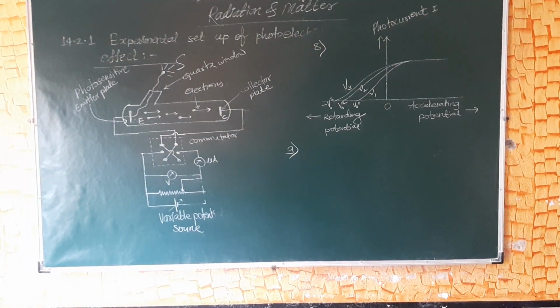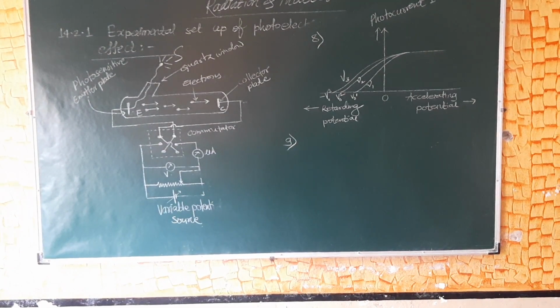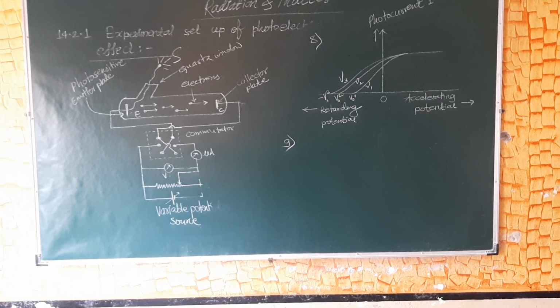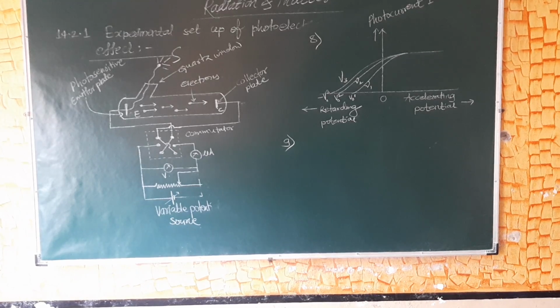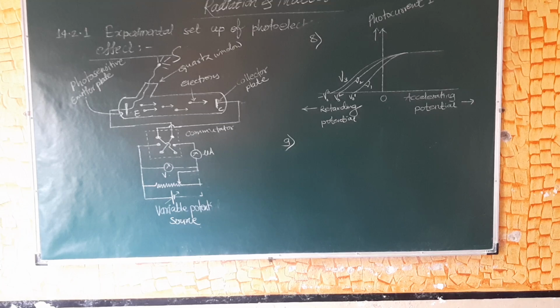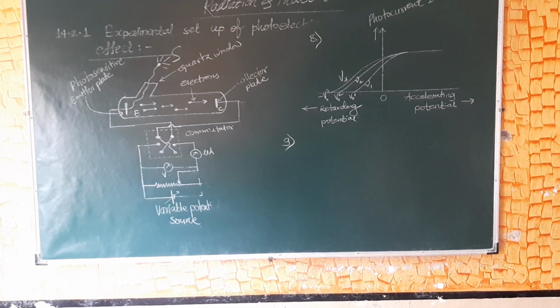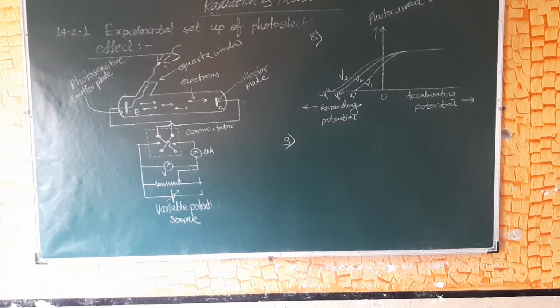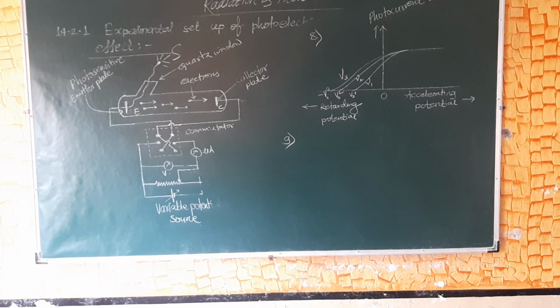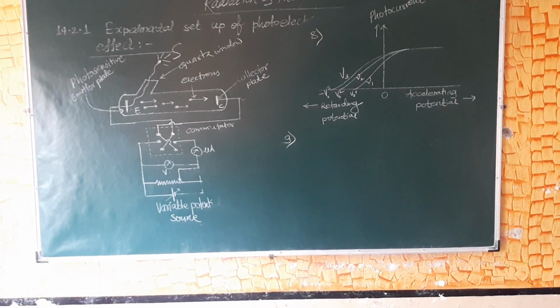The photocurrent, and hence the number of electrons, depends on the intensity but not on the frequency of incident radiation, as long as the incident frequency was larger than the threshold frequency nu naught and the potential of the anode was higher than that of the cathode. So this is the ninth observation.